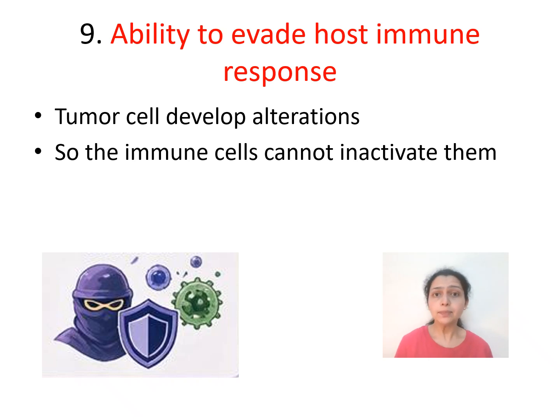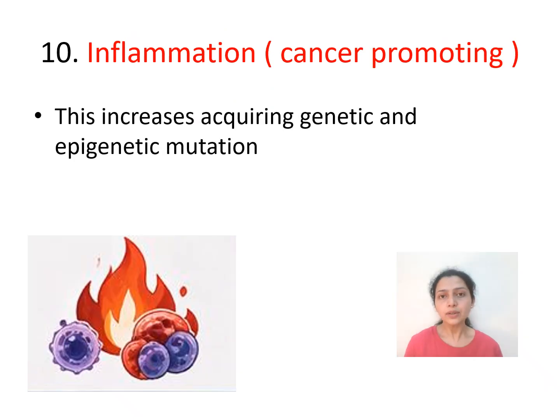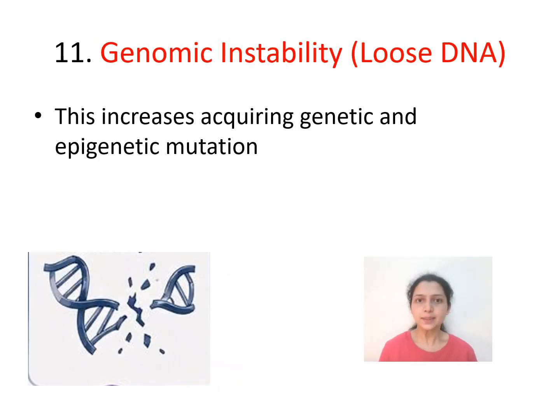They develop the ability to evade immune response. That is, they become resistant to the immune response of the host. The immune response of the host cannot deactivate them. Next, there will be surrounding inflammation constantly. So this will promote the ability of the cancer cell to accumulate genetic as well as epigenetic change. Last one is genomic instability. Now, since the DNA is very unstable, they will be able to acquire more mutations genetically and epigenetically.